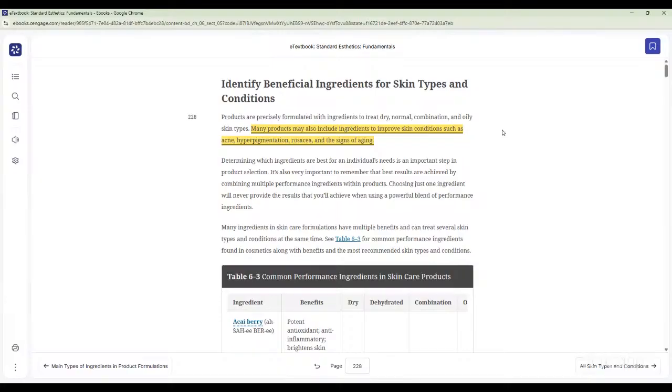And in tech language, they call it stacking. So although there's one major ingredient, it doesn't work unless they have other supportive ingredients to help it work. Many ingredients in skincare formulations have multiple benefits and can treat several skin types and conditions at the same time. So this is what we need to know.